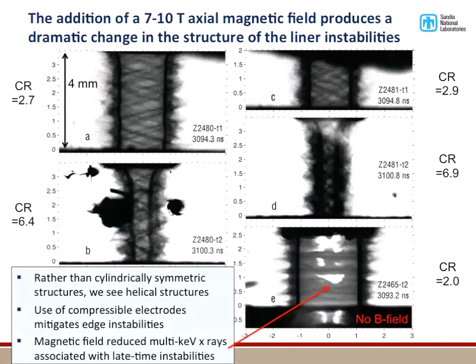Also, I'll point out that there are these white blobs in the non-BZ case, and those white blobs are from time-integrated self-emission. They're from places where the instability pinched down very hard and created emission. And actually, it was significantly reduced in these, which we think could be an indication of greater stability because of the magnetic field. But there's more work to be done there.